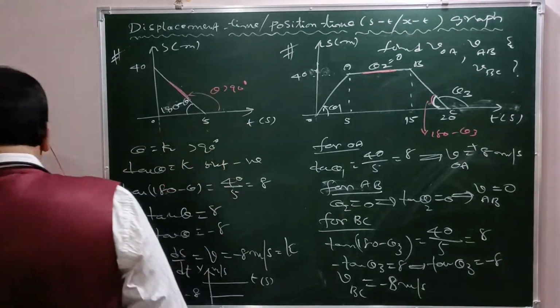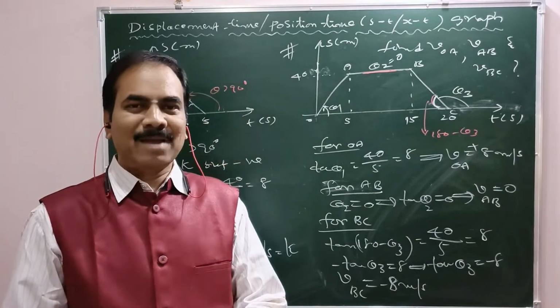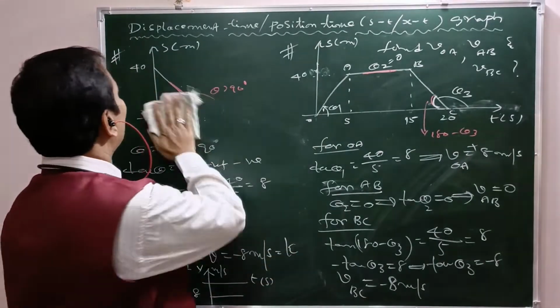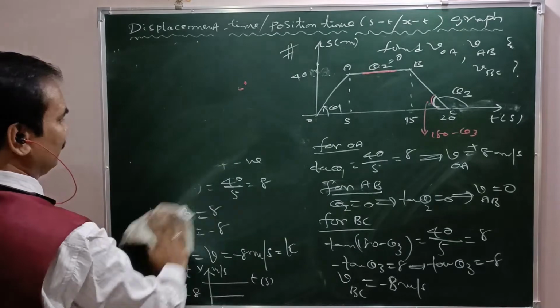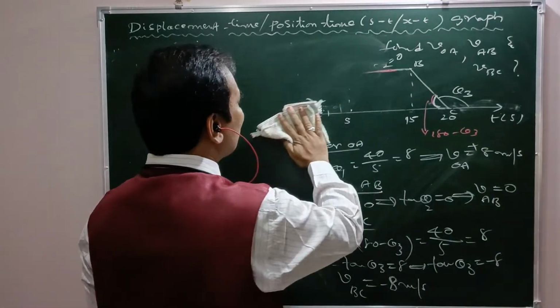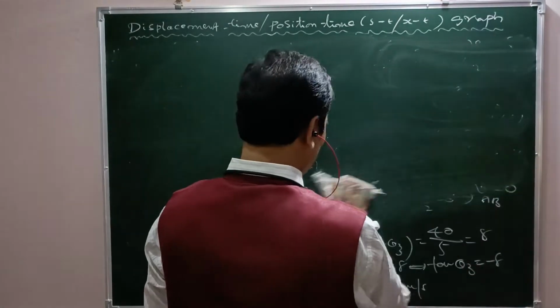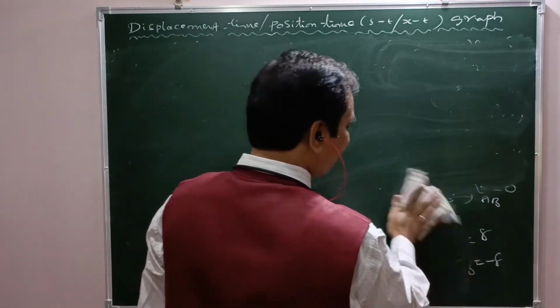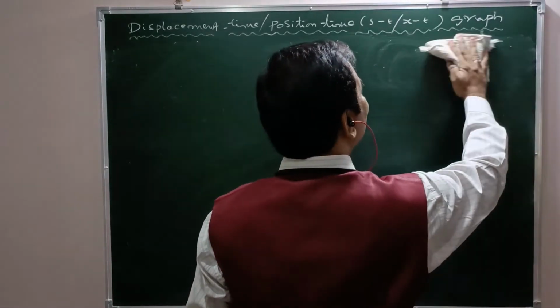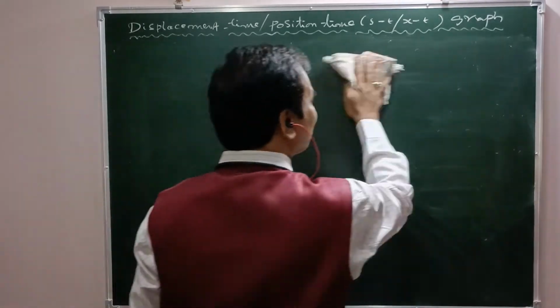Right. Now let us discuss different shapes of graphs. First one. If the displacement versus time graph is concave upwards, what is the nature of acceleration and velocity? Okay. Now let us discuss.